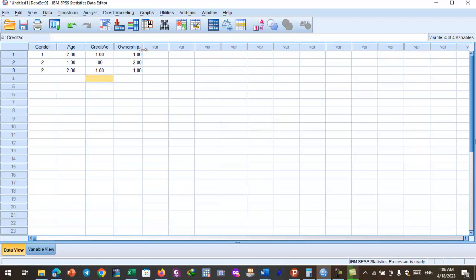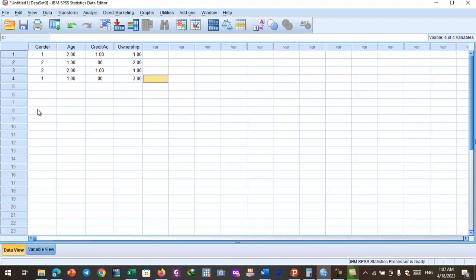And the fourth participant, let us assume, is male, and he is less than 30 years of age, so we make it 1. For credit access, his enterprise is not accessing credit, so it is no, which is represented by 0. For ownership modality, let us assume his enterprise is a cooperative, so let us make it 3, because 3 represents a cooperative.